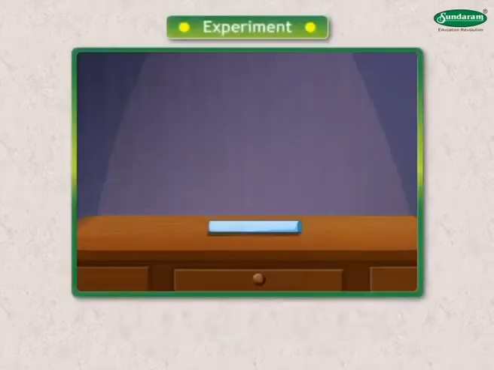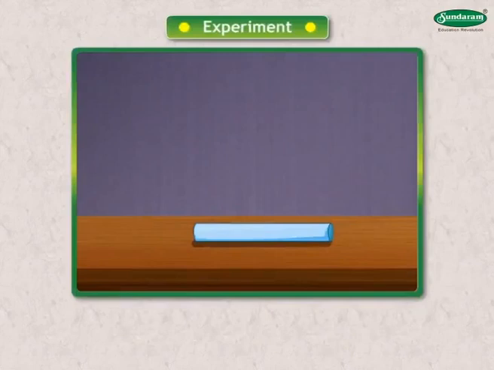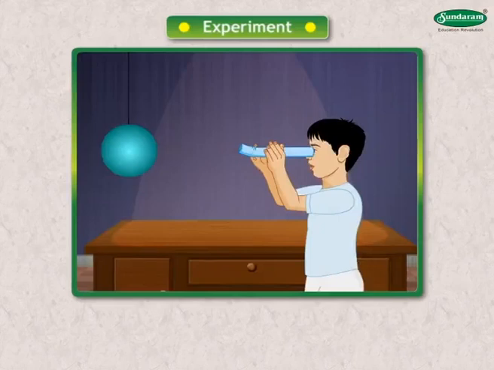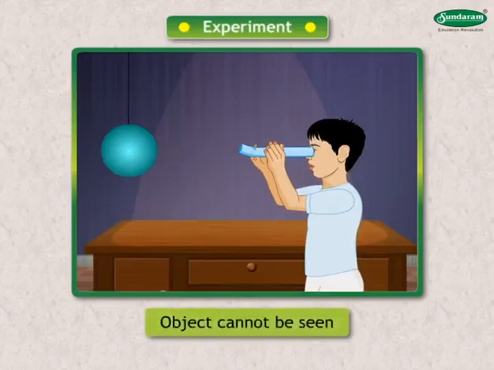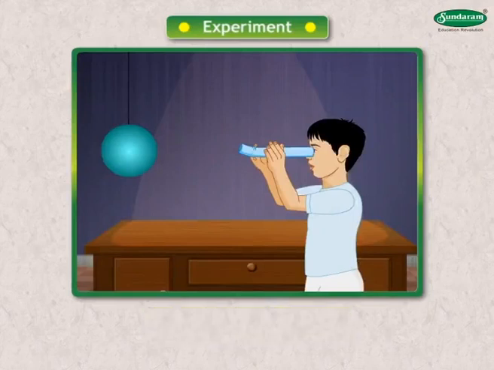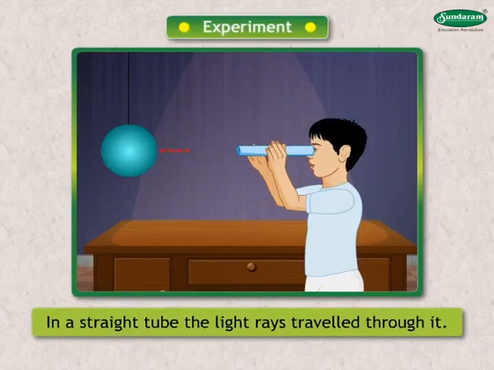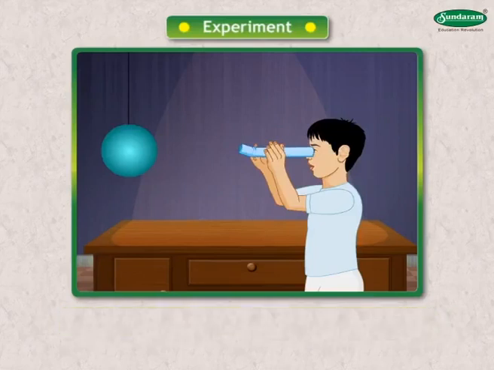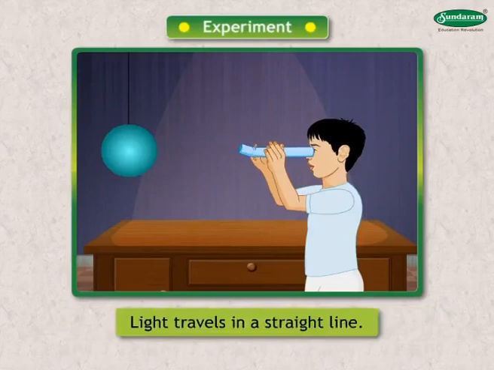Let us take a look at another experiment. Take a 1/2 meter length of plastic tube with a diameter of 1 centimeter. Look through it at some object. Now, bend the tube a little. Can you still see the object? No, you will not be able to see that object now. At first, when the tube was straight, the light rays coming from the object could travel through it and enter your eye. However, now that the tube is bent, that is not possible. This tells us that light travels in a straight line.